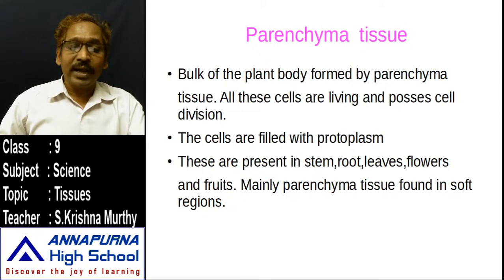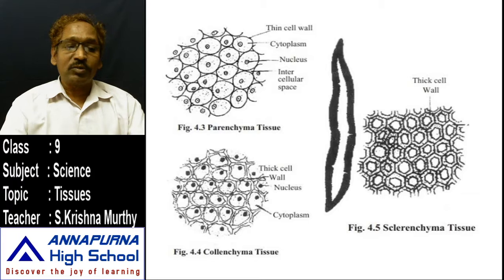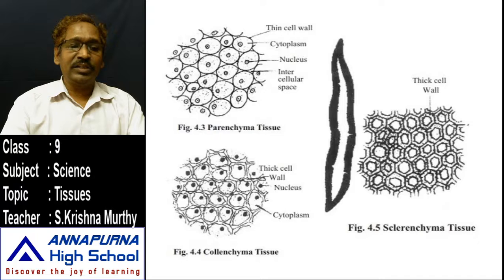Another one is collenchyma. Look at this, collenchyma is here. These collenchyma tissues are also made of living cells. All those cells are living. Mainly these cells are closely packed with each other. There is not much intercellular space for the exchange of material. The exchange of material is done only along with parenchyma tissues.